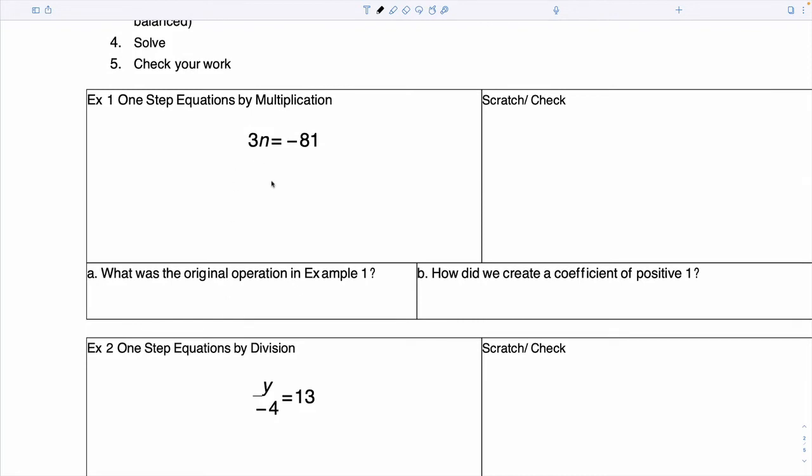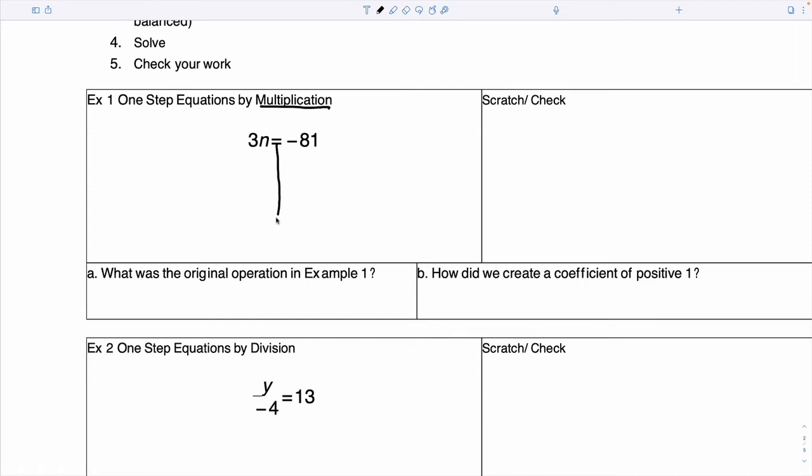So this example looks funny. There's no sign in between the 3 and the n. What is happening between the 3 and the n right now? If you have a number next to a variable, remember how I said never to write it like this? They will almost always write it with the number next to the variable, and that means multiplication. So I'm thinking in my head, what is the opposite of multiplication? Well, that would be division.